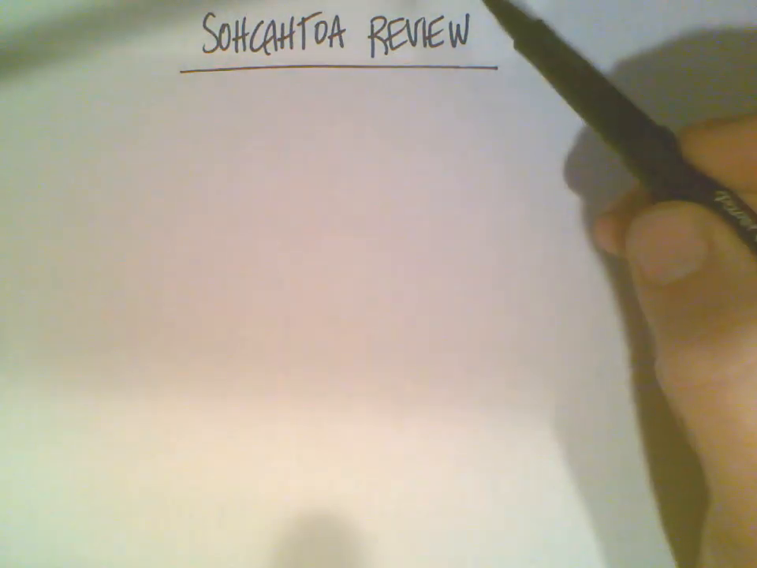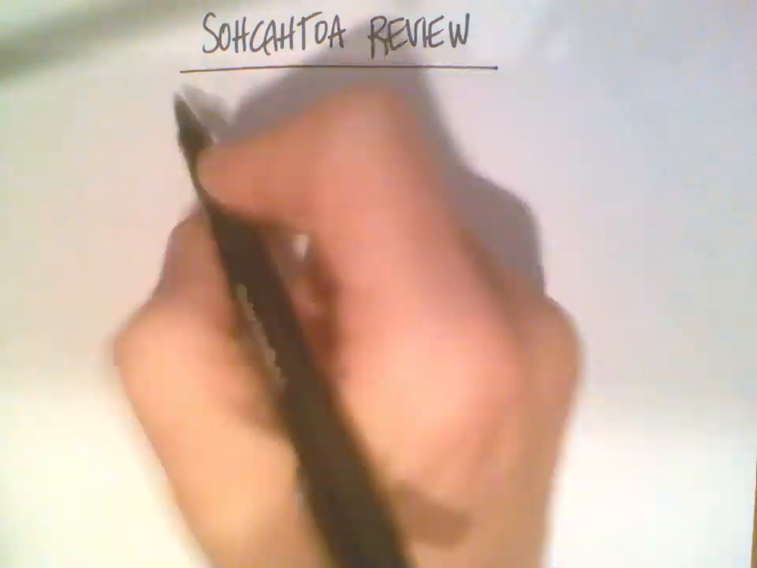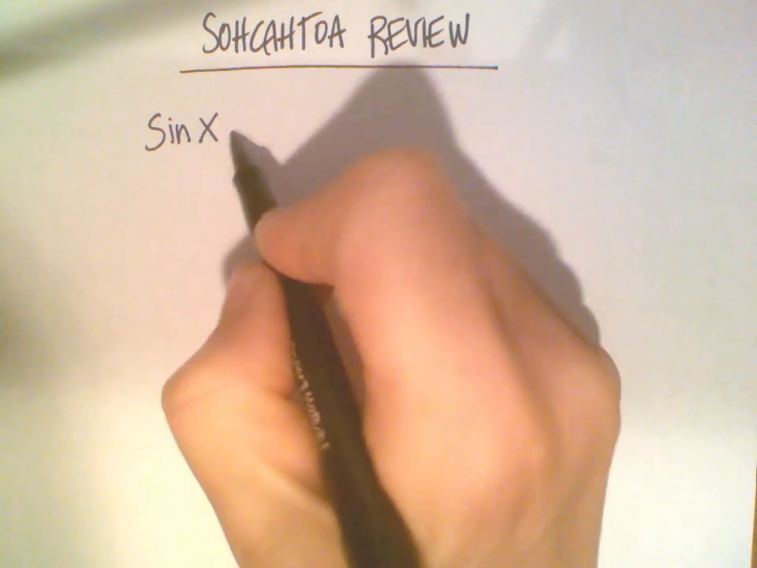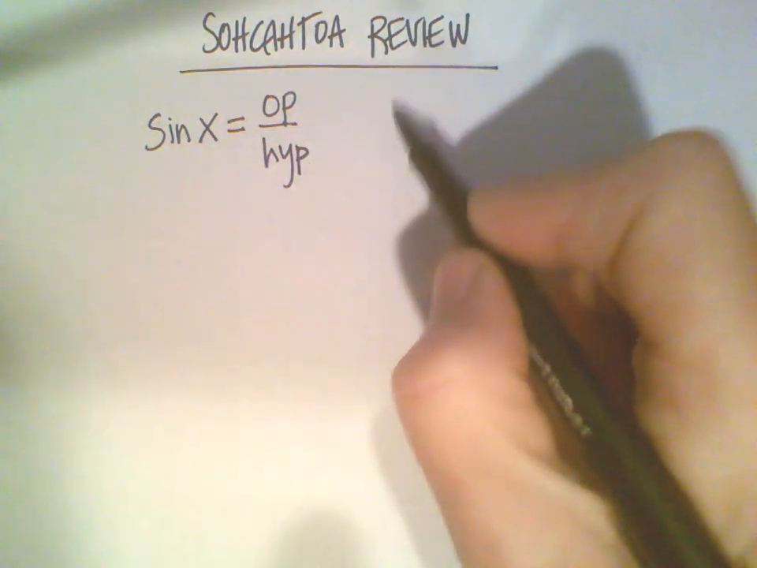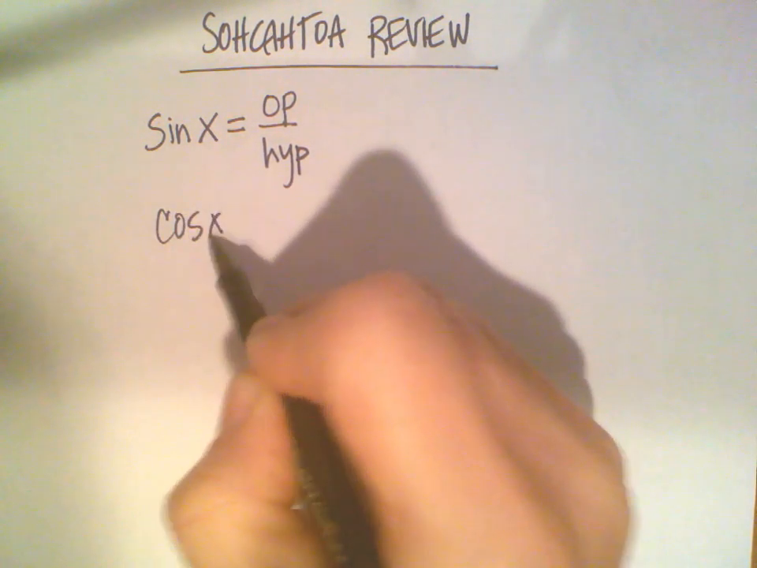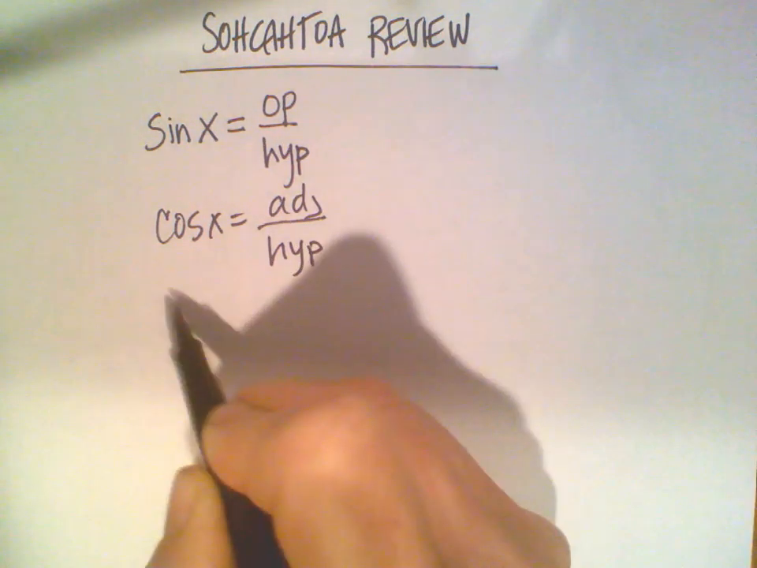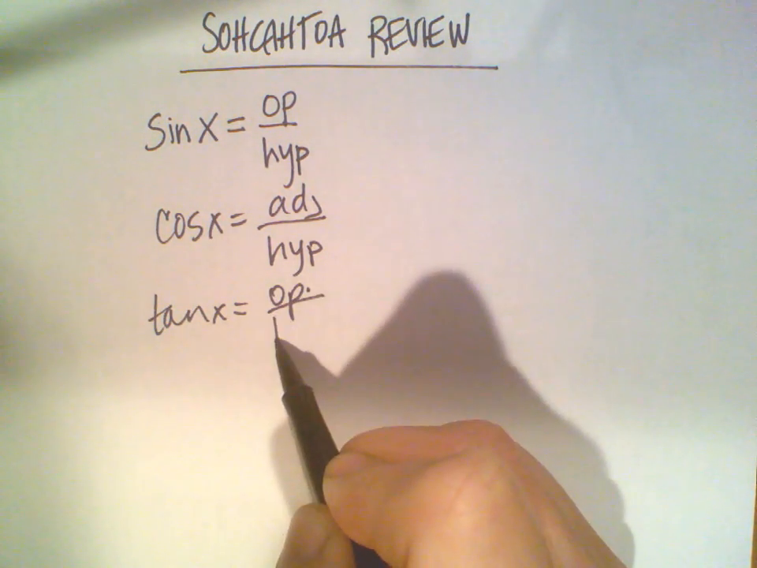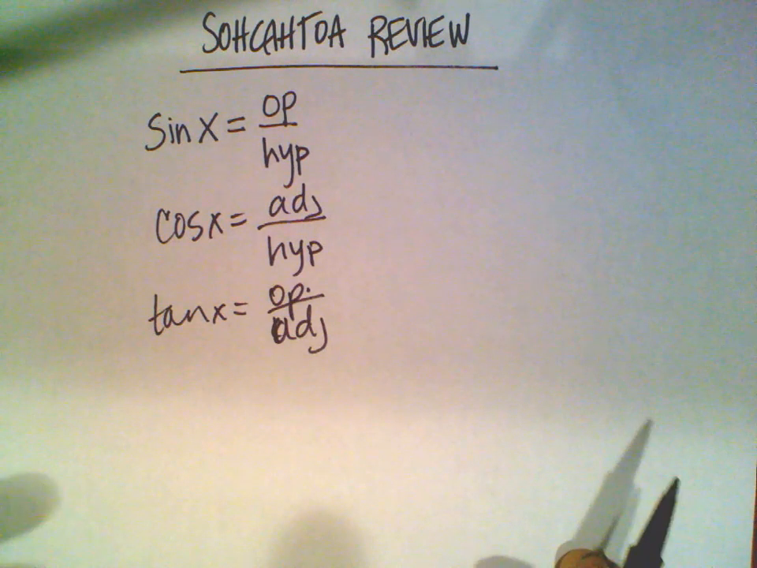But just to review, remember SOHCAHTOA is what we're working with, and we use sine, cosine, and tangent to find both sides and angles of a triangle. So remember, the sine of the angle, whatever it is, I'll call it x, is equal to the opposite over the hypotenuse. The cosine of the angle is equal to the adjacent over the hypotenuse. And the tangent of the angle is equal to the opposite over the adjacent. So those are what the abbreviation SOHCAHTOA stands for.